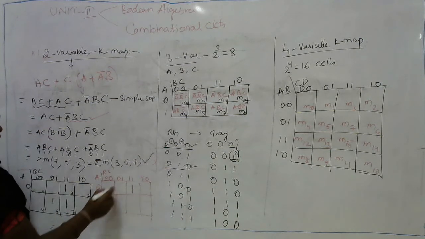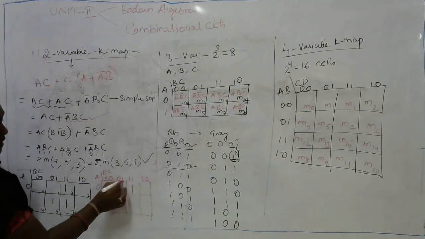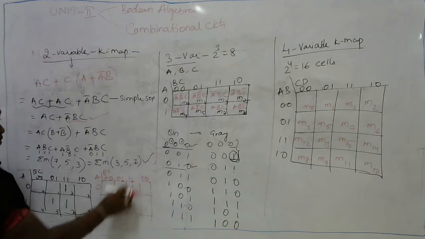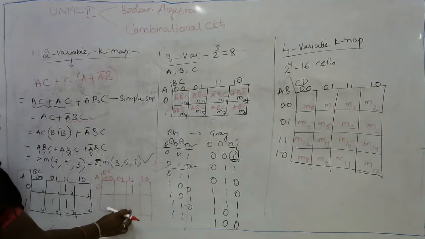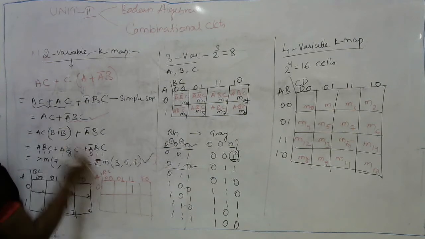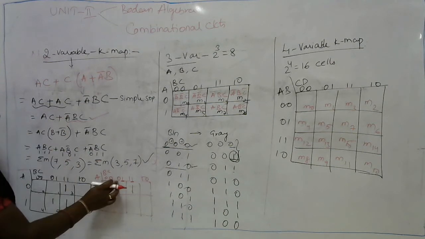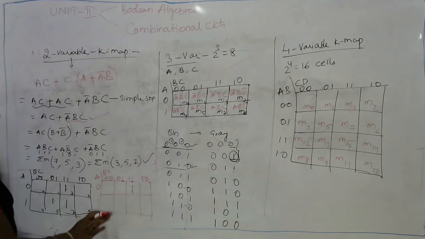Check where you are having 1. So here I am having 1. Here also I am having 1. So here this second column and third column will reflect C, and as I am not having B bar, I can take any values of the choice of the B bar.